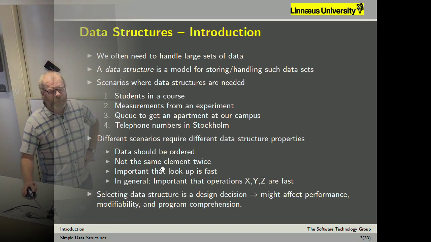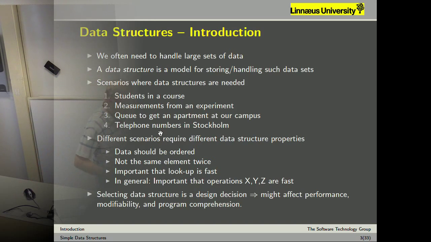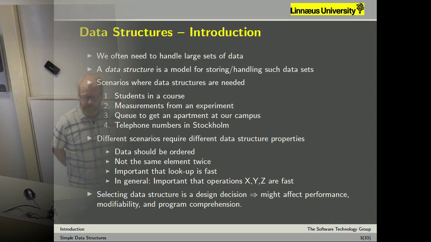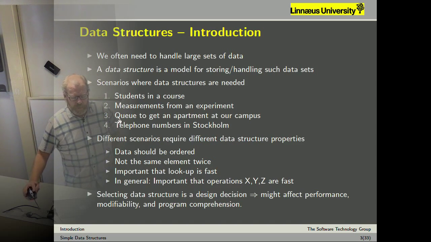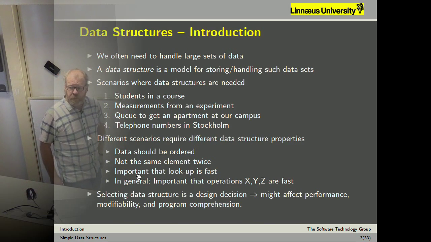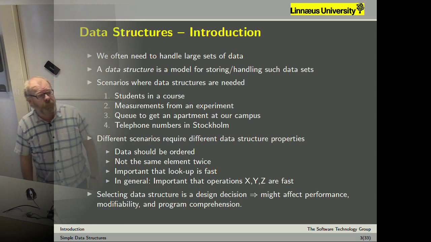Sometimes it is important that lookup is fast. For example, the telephone numbers in Stockholm. If you want to look up the telephone number of someone, it should run rather quickly. We shouldn't have to iterate over the whole list to look for someone. We must come up with a more clever way of doing it. So selecting a data structure is, what we are saying, a design decision. You will see that there are many different data structures, and they can also be implemented in different ways.